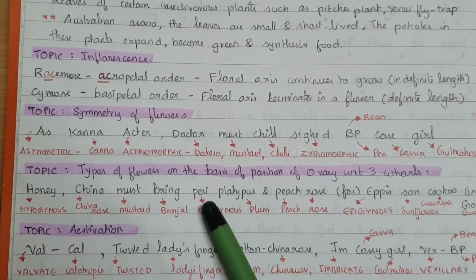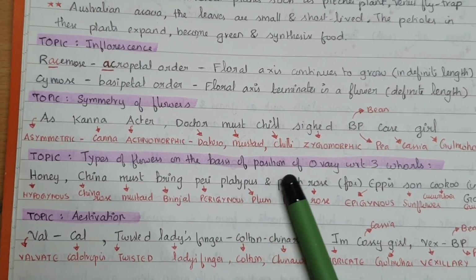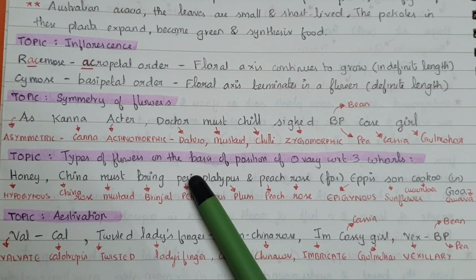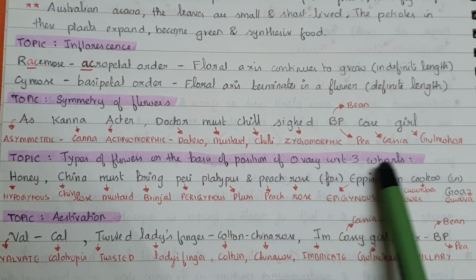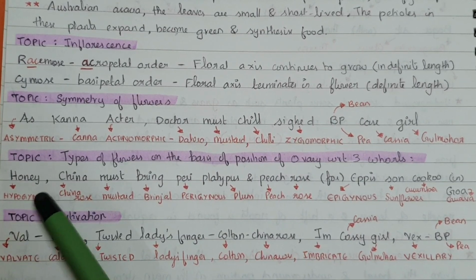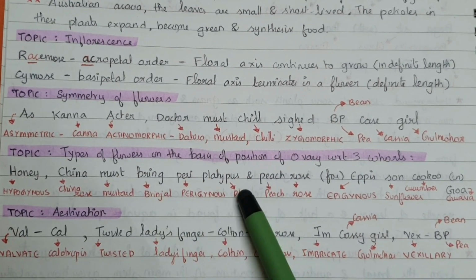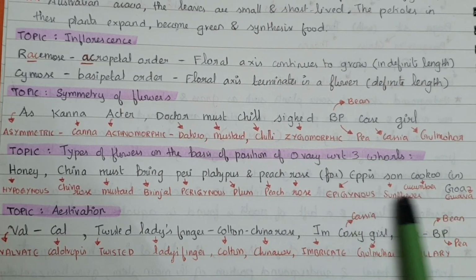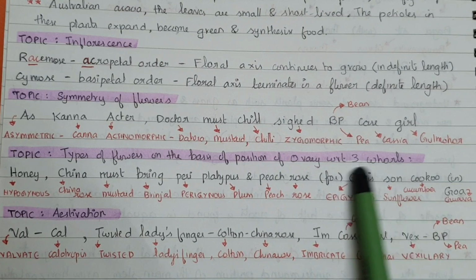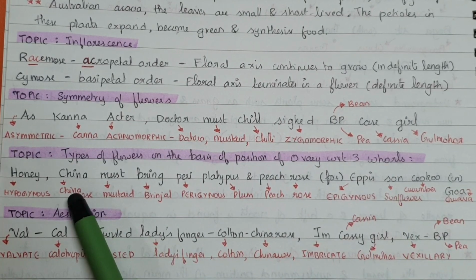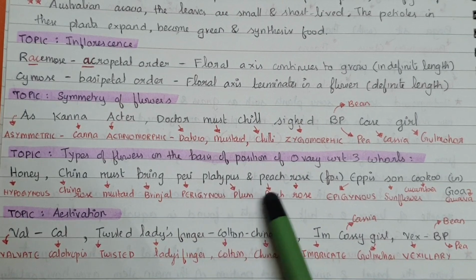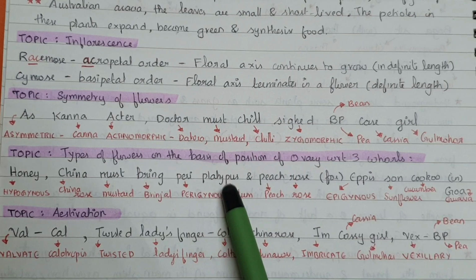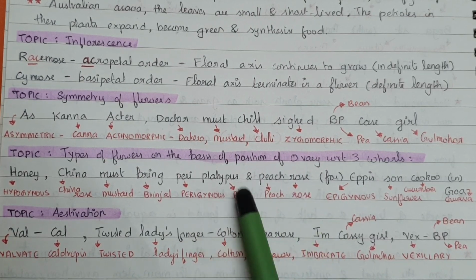Our next topic is types of flower on the basis of position of ovary with respect to the three whorls. The trick is, "Honey, China must bring periplatypus and peach rose for Epi's sun cuckoo in Goa." So this is Epi's sun cuckoo in Goa. For this, China must bring periplatypus and peach rose. While in Tamil you can learn this as "bring plum peach rose."